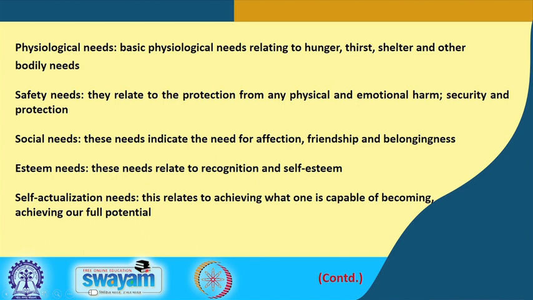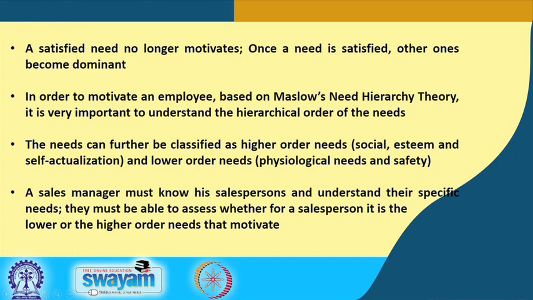one of us. As one of the needs is satisfied, it no longer acts as a motivator, it ceases to act as a motivator, and other needs become dominant. So, a satisfied need no longer dominates. Once a particular need is satisfied, it ceases to remain a motivator and another need becomes dominant.